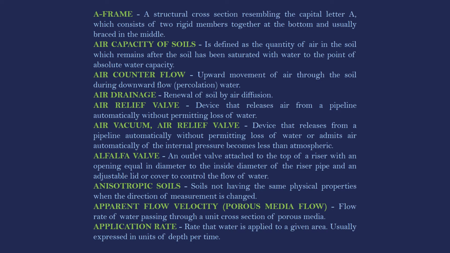Anisotropic soils: soils not having the same physical properties when the direction of measurement is changed. Apparent flow velocity, porous media flow: flow rate of water passing through a unit cross-section of porous media. Application rate: rate that water is applied to a given area, usually expressed in units of depth per time.